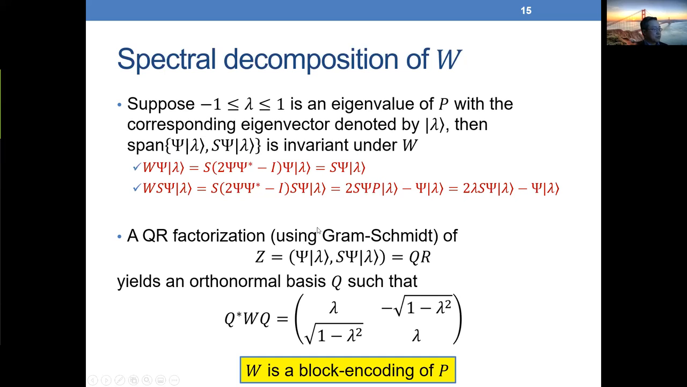If you perform a QR factorization of the space using, for example, Gram-Schmidt, you show that W can be represented by this 2x2 matrix in this basis. This is a key thing. Now, instead of working with W, effectively we just need to work with a 2x2 matrix like that. Lambda here is an eigenvalue of P. If W has this representation under some basis, that just means that W has P in the 1-1 block. So W is actually a block encoding of P in its upper left corner.